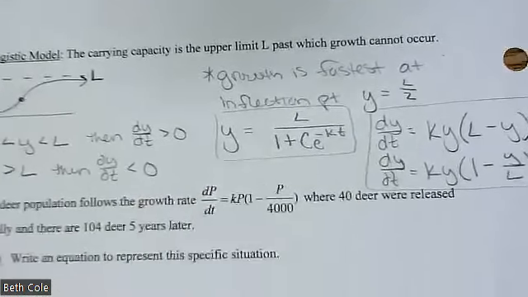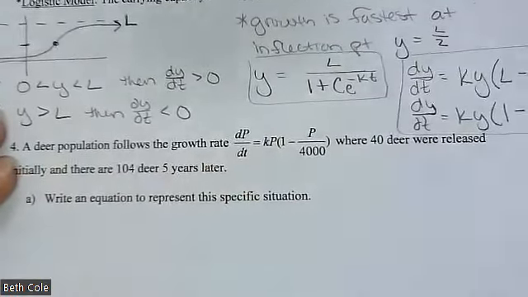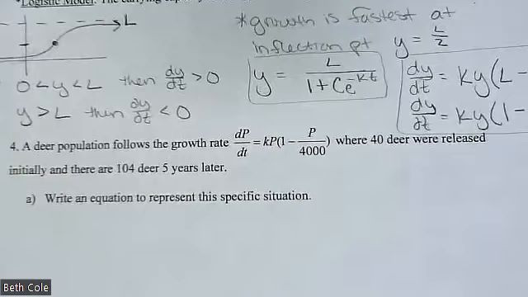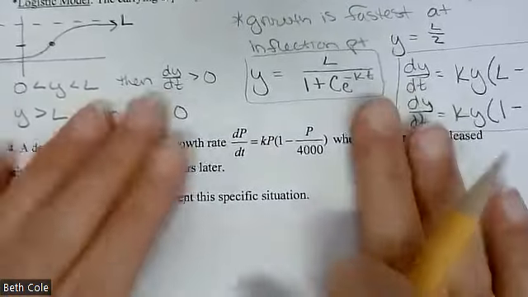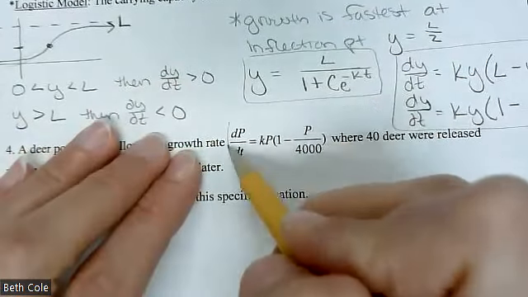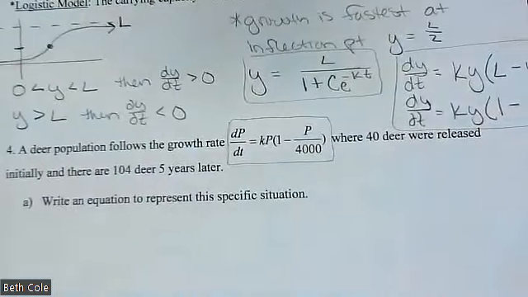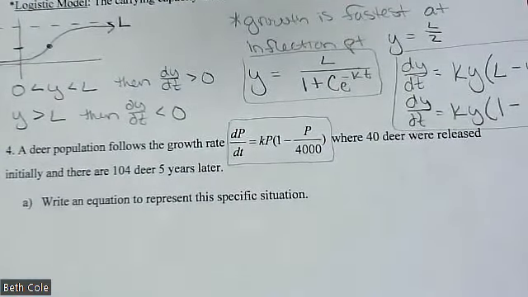Got our calculator? We're all ready? A deer population follows this growth rate. Real quick, what's the carrying capacity of deer? Don't overthink it. When you look at this, what's your carrying capacity for your deer? 4,000. Do you guys see that in there? Don't overthink it. It's going to be the number that's in the problem. So if you go over 4,000 deer, they're going to start dying off until it gets back below 4,000. Okay, so 4,000 is our L.